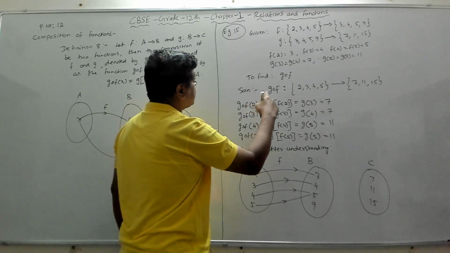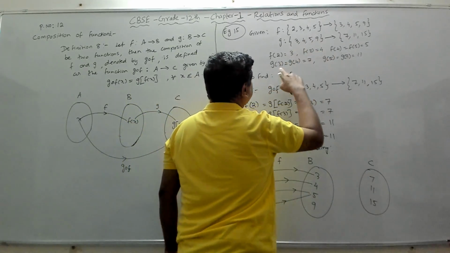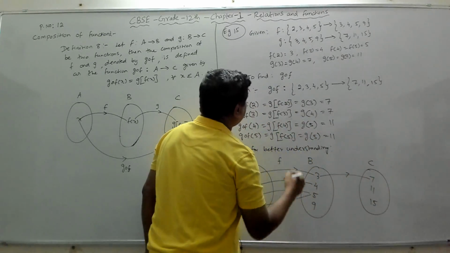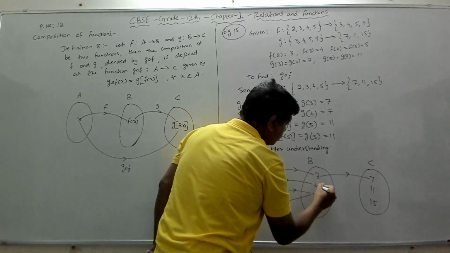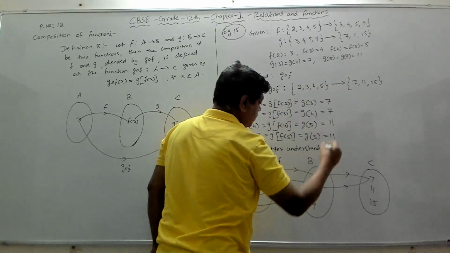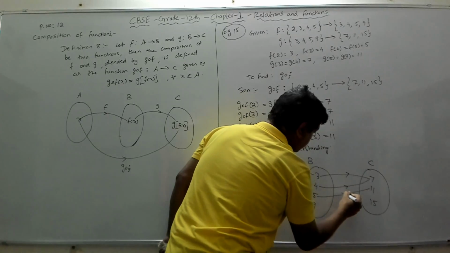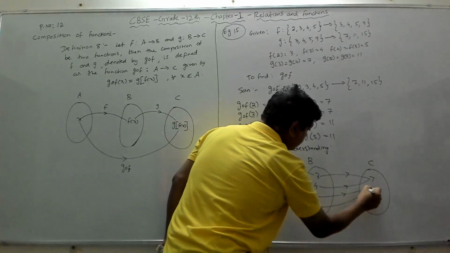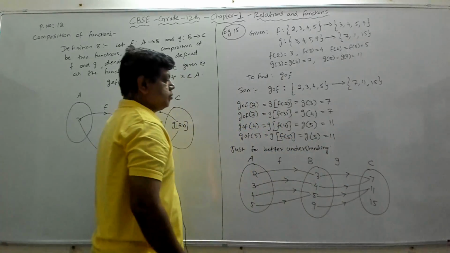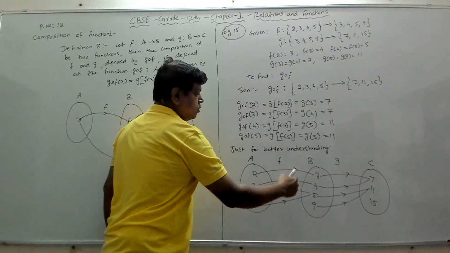Now the G function. The G function takes 3 to 7. And then 4 also goes to 7. Then 5 goes to 11, and 9 also goes to 11. So this is your G function. So this is your f function and your G function.